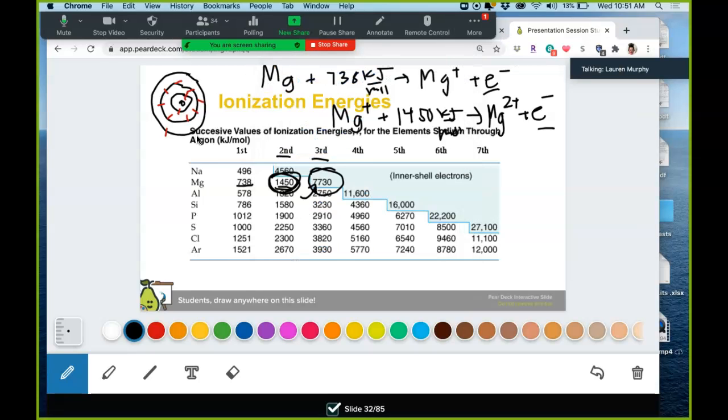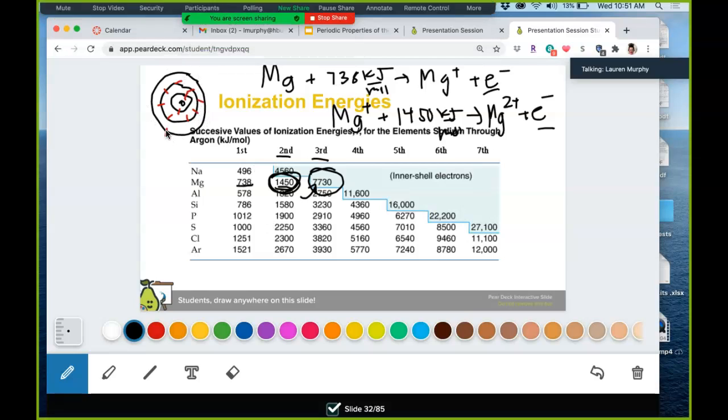Good job, Micah. Less electrons out here means there's less repulsion between the electrons. So this guy's actually held a little bit more tightly because there's less shielding or less repulsion. So that causes this electron to be held slightly more tightly. So it takes a little bit more work to pull it out. Not a ton, but a little bit more work.